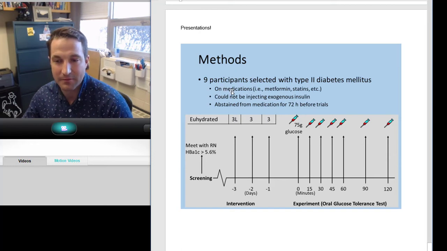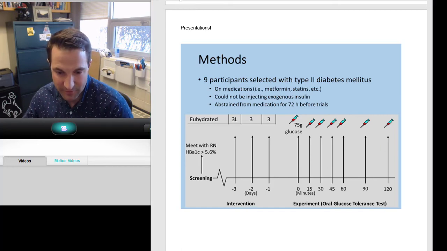And this was a complicated protocol because we had a screening section here. We also had an intervention phase, okay, where we did something different for our groups. And then we had an oral glucose tolerance test where we took some measurements, okay? So let me pull up the figure.